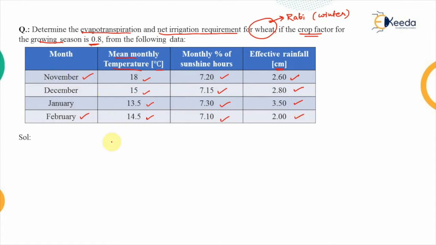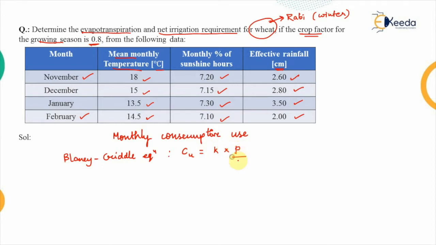Now for the monthly data, we know that one equation is available that gives us the value for the monthly consumptive use, represented by CU, and that equation was given by the scientist duo known as Blaney-Criddle. So according to this Blaney-Criddle equation, the consumptive use is given as K into P divided by 40 into (1.8 T plus 32), where K is the crop factor, P is the monthly percentage of the sunshine hours, and T is the mean monthly temperature in degrees Celsius.